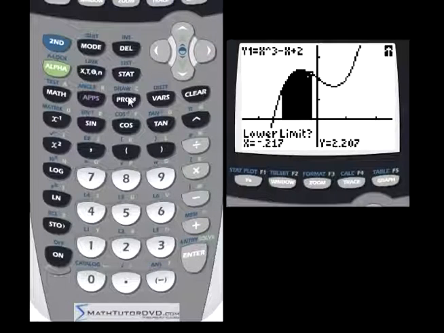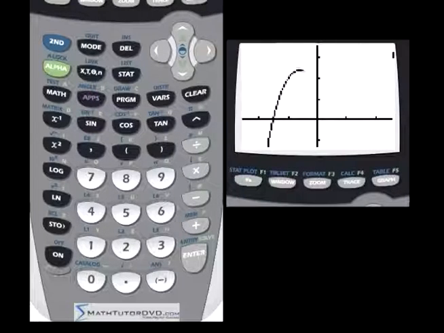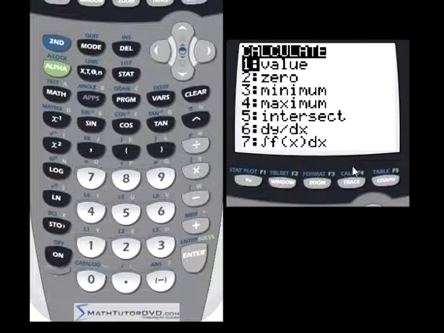So let's take that draw menu here. And what you need to do is hit clear draw, which is number 1. So let's hit number 1. The shading will be erased and the graph will be redrawn. So now we're ready to do it again. Let's go back into the calculate menu. Let's go back to the integral down here.